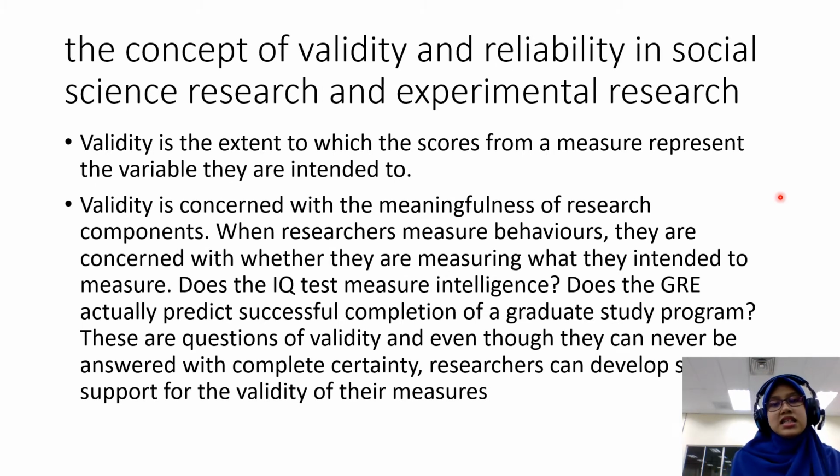Validity. The concept of validity and reliability in social science research and experimental research. Validity is the extent to which the scores from a measure represent the variable they are intended to. Validity is concerned with the meaningfulness of research components. When researchers measure behaviors, they are concerned with whether they are measuring what they intended to measure. Does the IQ test measure intelligence? Does the GRE actually predict successful completion of a graduate study program? These are questions of validity, and even though they can never be answered with complete certainty, researchers can develop support for the validity of their measures.